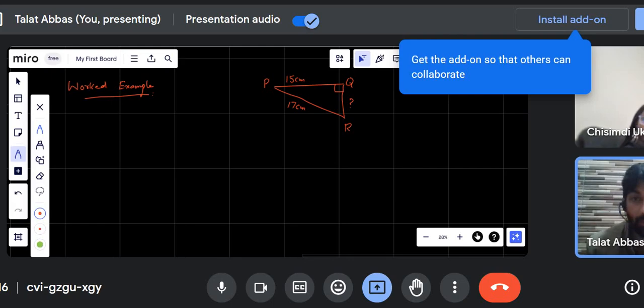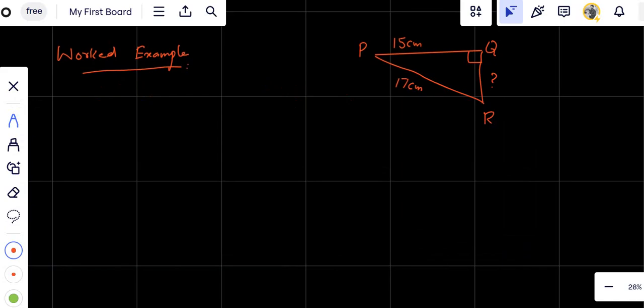Okay, one more thing. I forgot to tell you that whenever you are solving any question related to Pythagoras theorem, keep this in your mind: the hypotenuse is the longest side of a right triangle. It is always there. The hypotenuse is the largest side. The length of the hypotenuse is always greater than the other two sides. So it is 15, it is 17.